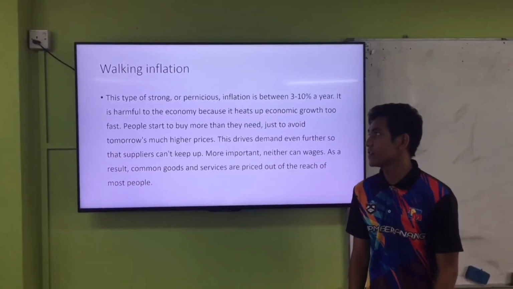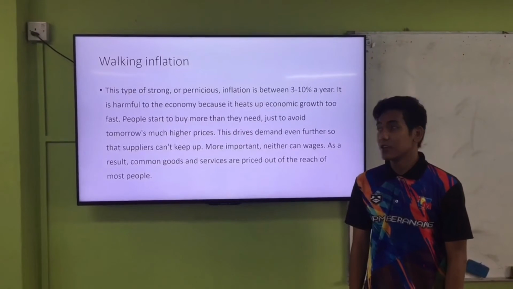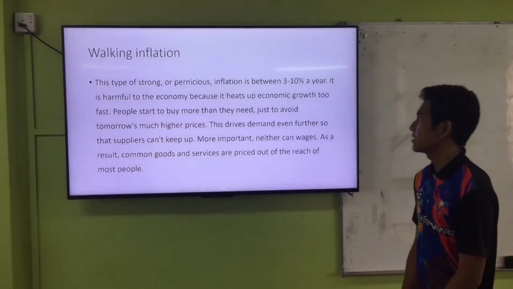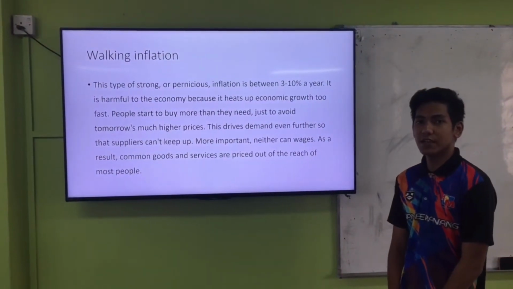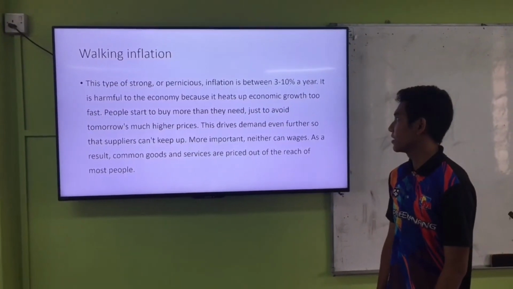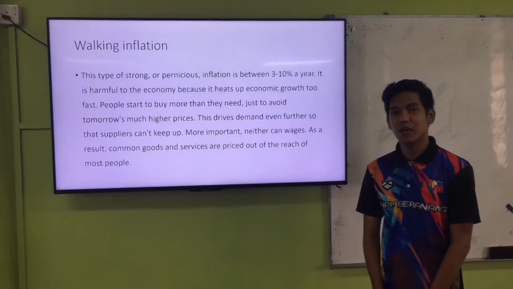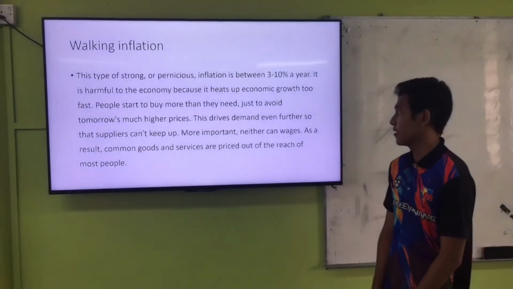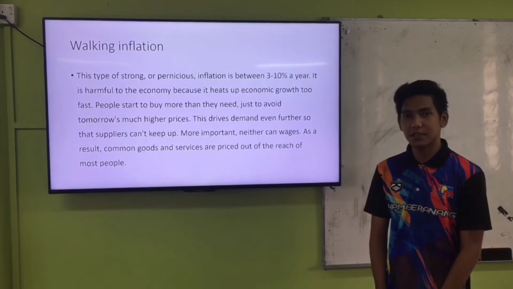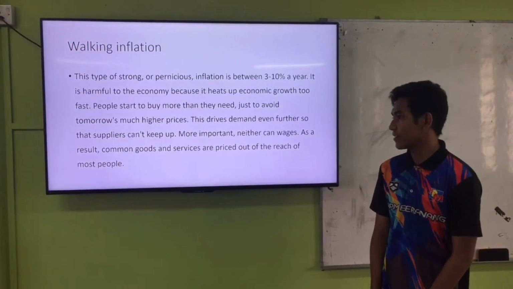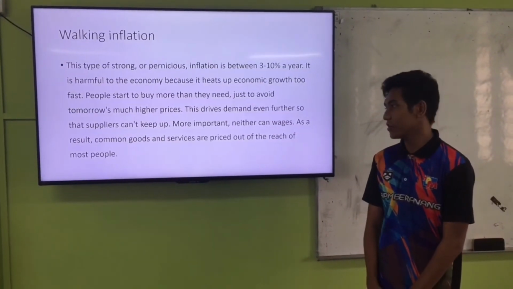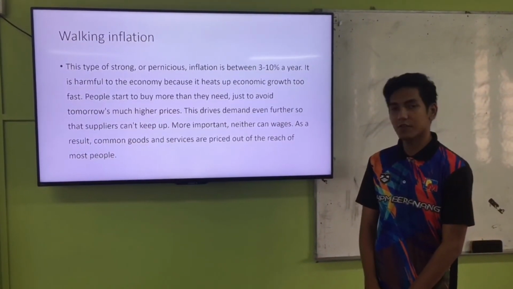The second type of inflation is working inflation. This type of inflation is stronger than the previous one, creeping inflation, because this inflation is between 3 to 10% for a year. It is harmful to the economy because it heats up economic growth too fast. People will start to buy more things than they need, just to avoid tomorrow's much higher prices. This drives demand even further than the suppliers can keep up. More important, neither can wages. As a result, common goods and services are priced out of the reach of most people.